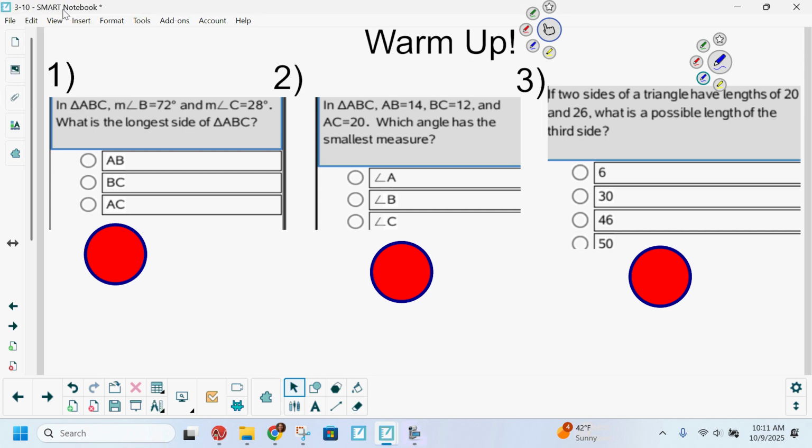Everyone go ahead and work on this warm-up. You can do it on the back of your homework packet. And go ahead and pause the video because I'm going to go over them. So for the first one here, you should have gotten length BC.